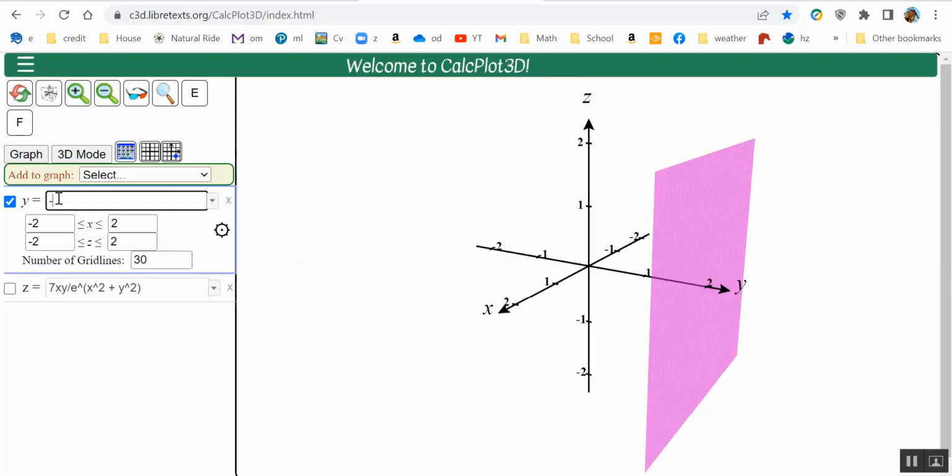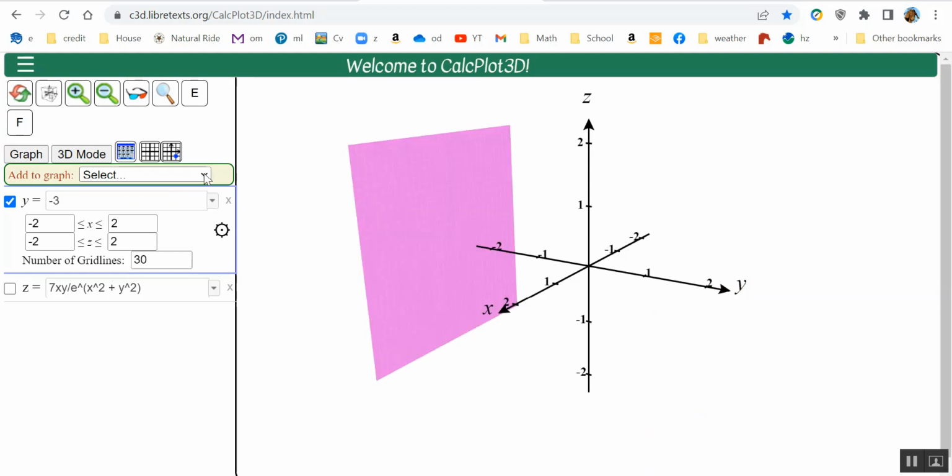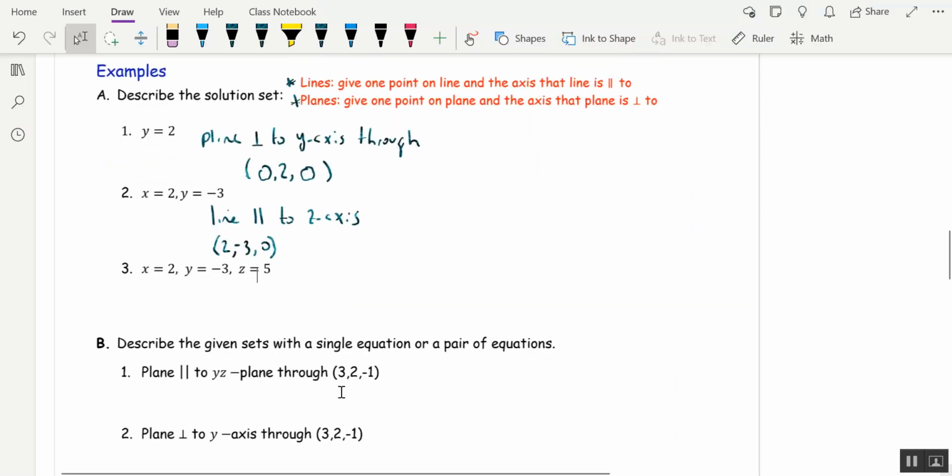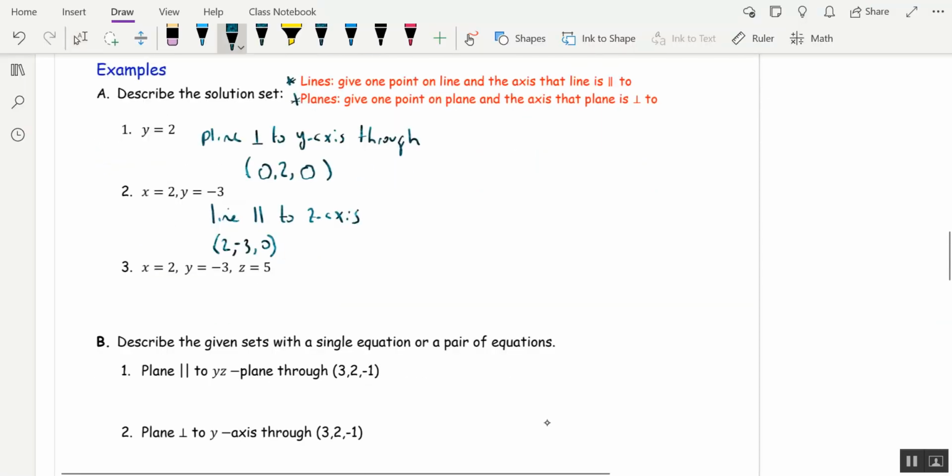I want y equals negative 3, and I'm going to need an x equals, so I select x equals 2, and you can see here that what's happening is I'm getting the intersection of 2 planes. The blue plane is x equals 2, the purple plane is y equals negative 3, and they intersect in this line here, and that is the line being described, and you can see that it is parallel to the z-axis. Okay? Back here on part 3, x, y, and z are being specified, so there are 0 degrees of freedom left.